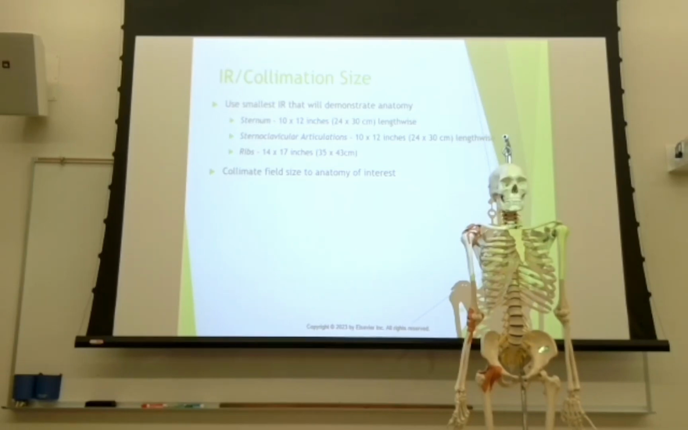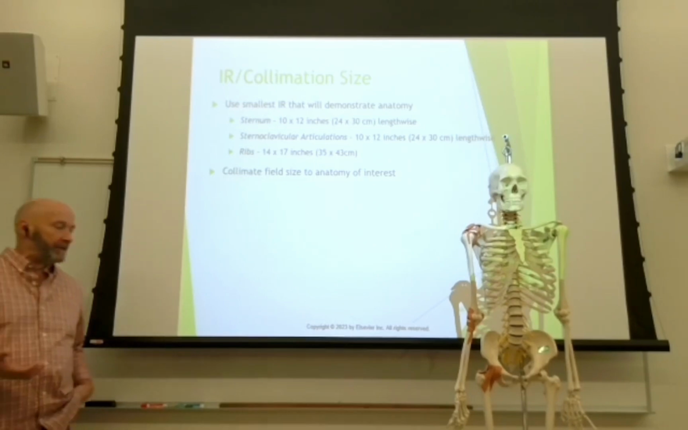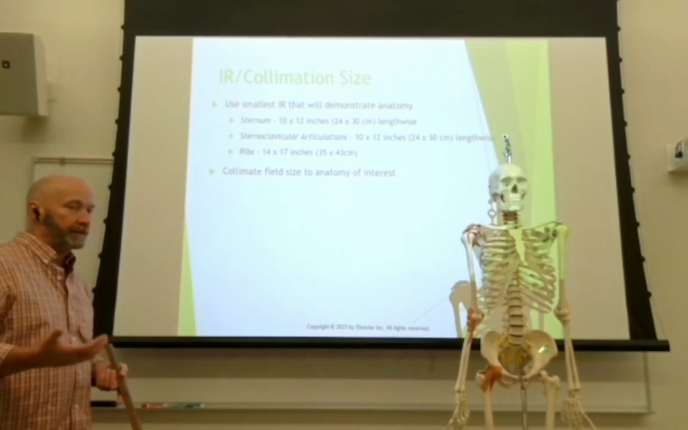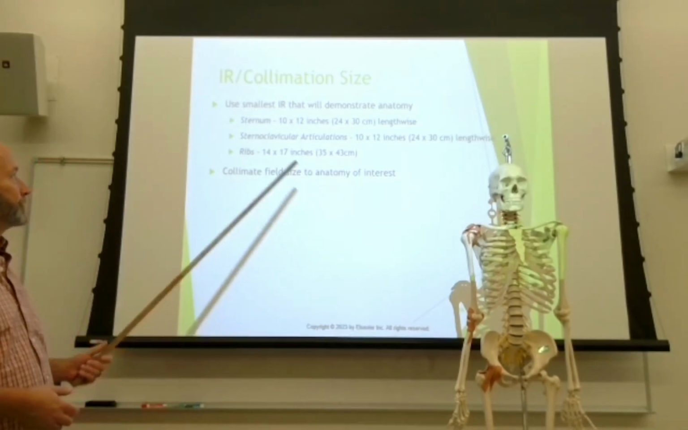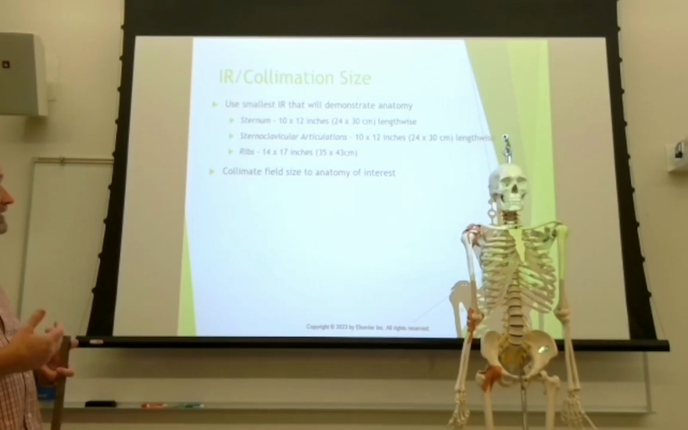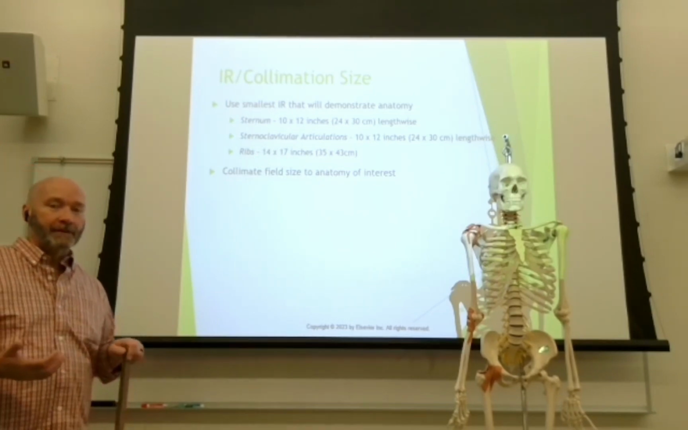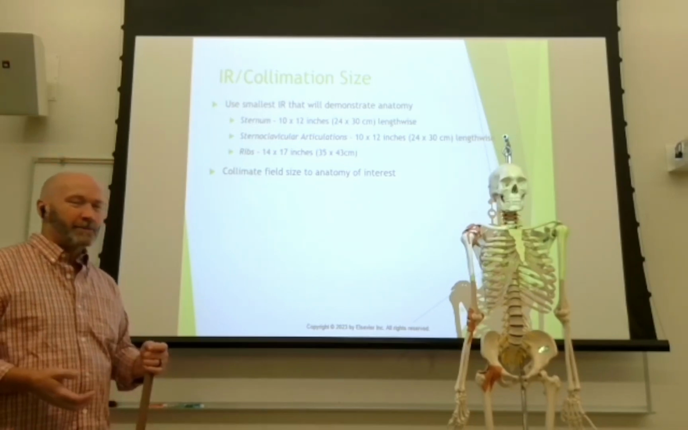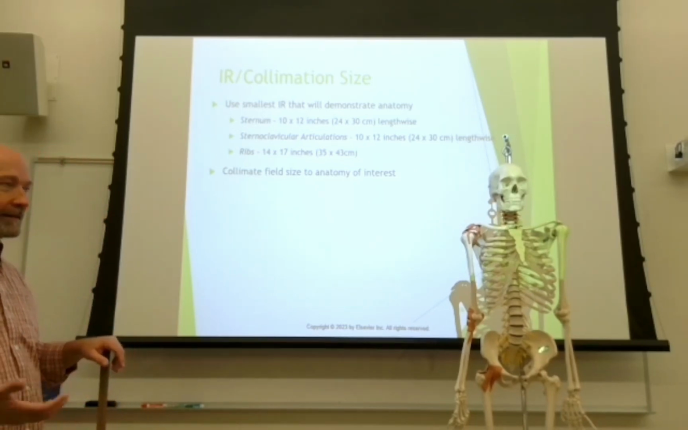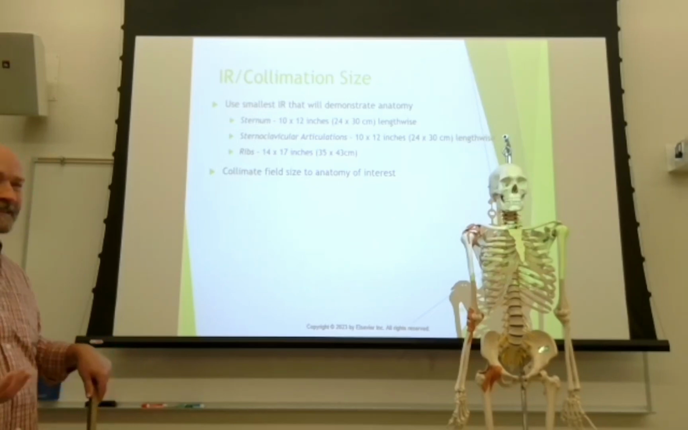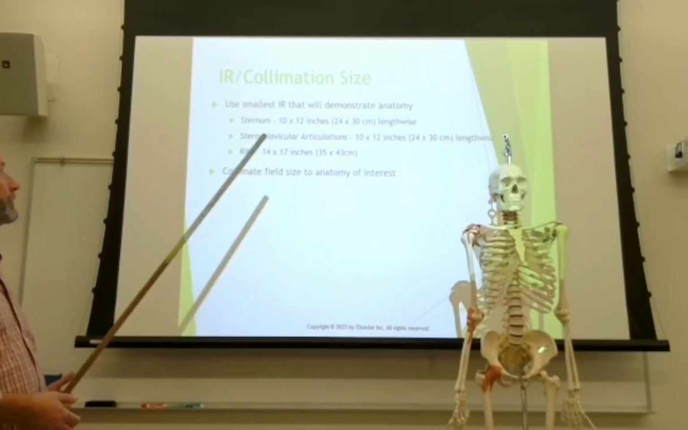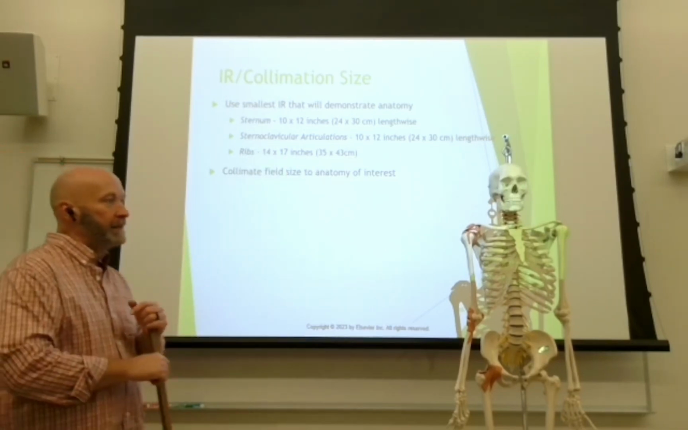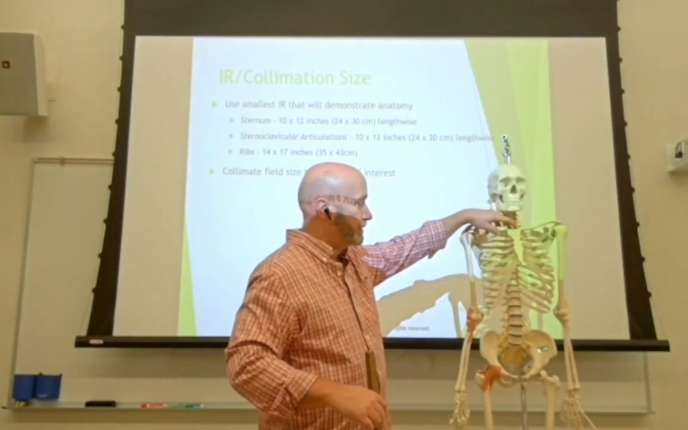So your collimated field size is going to be determined by the anatomy that you're shooting, so what your order tells you that the doctor needs to see. Sternum, small bone, 10 by 12 lengthwise at the absolute most. You can collimate in less than that, side to side. Lengthwise, I really wouldn't recommend it, but you could collimate down from 10 by 12 to something like 7 by 12. If we're looking for sternoclavicular articulation, sternoclavicular joints, we collimate down to a smaller area than that.